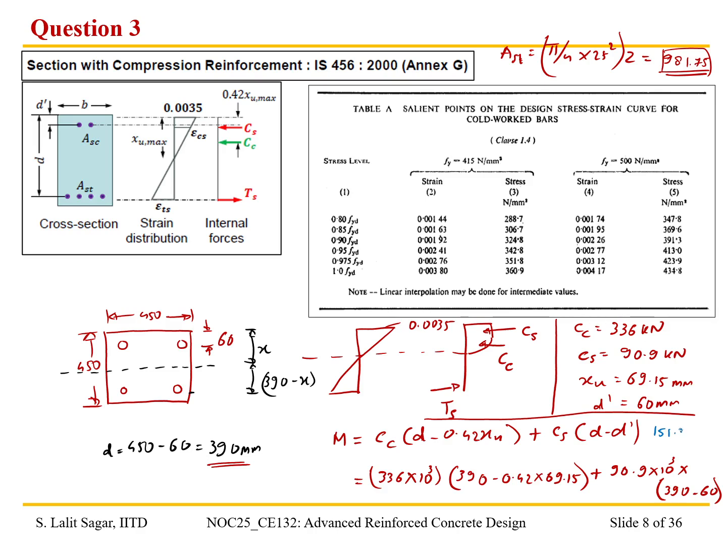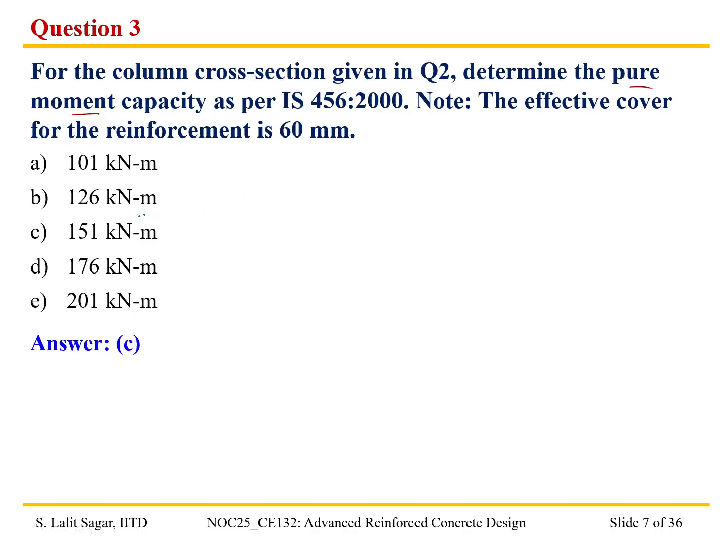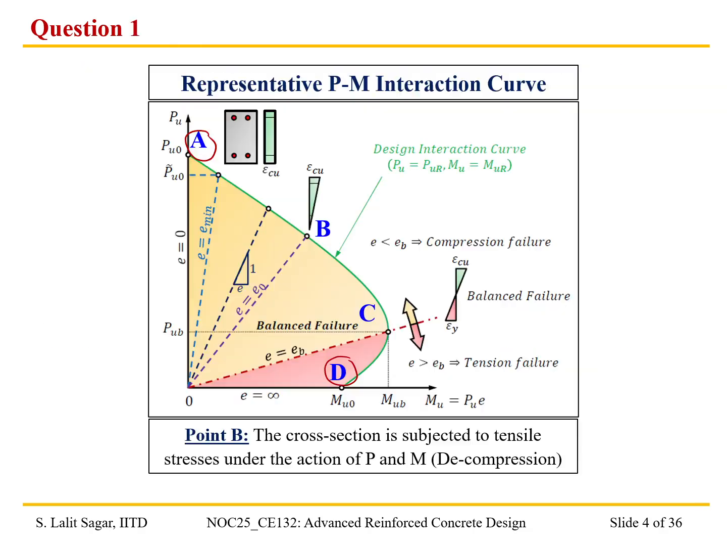I request the participants who are watching this recording to kindly verify this value and check that the calculation is correct. So the pure moment capacity of the column is option C, 151 kilonewton meter. So we have obtained 2 points of the PM interaction curve: the point corresponding to pure compressive load and the pure moment. Now let us proceed to obtain the remaining 2 points.